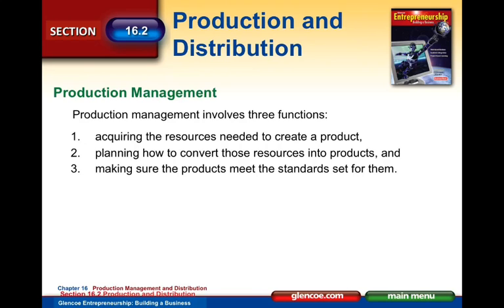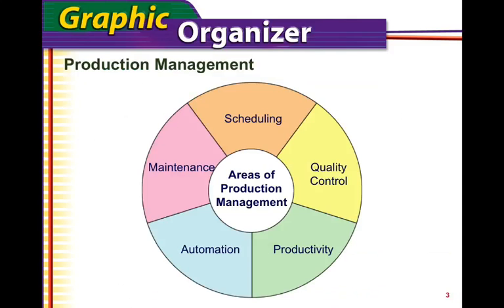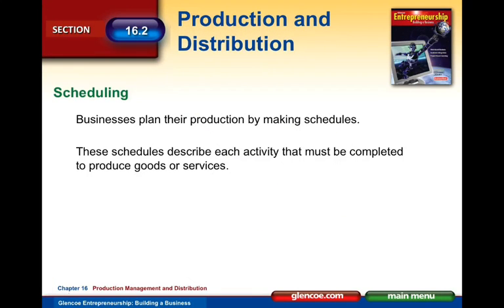Okay, so in production management, I created this little wheel here from the book. I don't think this picture's in the book, but it shows scheduling, QC, productivity, automation, and maintenance. These are the areas that you go through when you talk about production management and distribution. Okay, so first up is scheduling. Right? So you could read this in the business plan, the production. You have to make a schedule. One of the things you've been doing to create your plan and create NewCo is looking at scheduling. Now, these schedules describe each activity that must be completed, and there are some great examples.